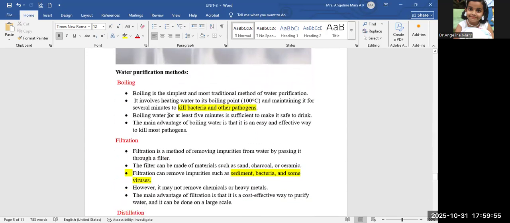Okay. So the next method is the water purification method. We will see it in the next video. Another important topic is the water purification method. We will see it in the next video.